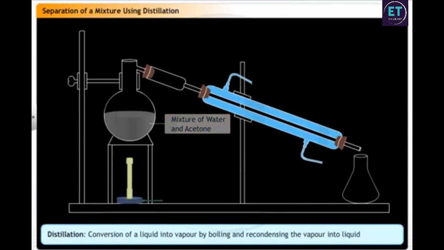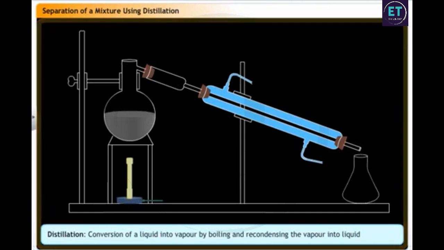To separate a mixture of water and acetone that form a miscible liquid pair, set up the apparatus as shown in the diagram.